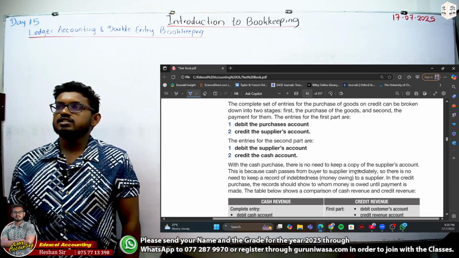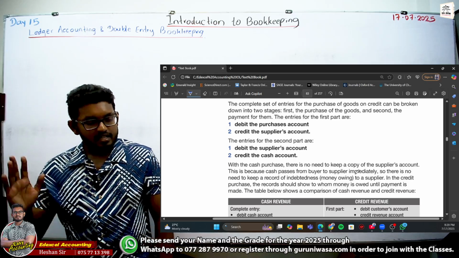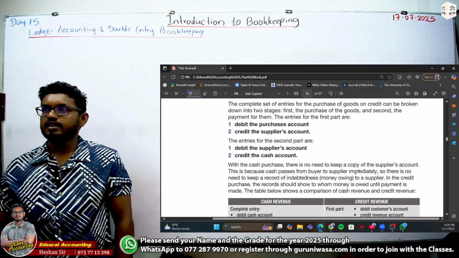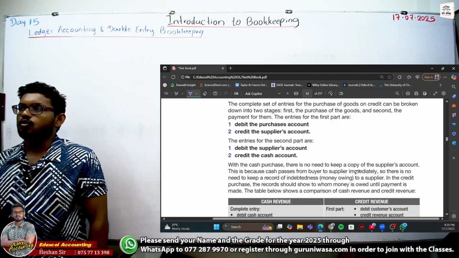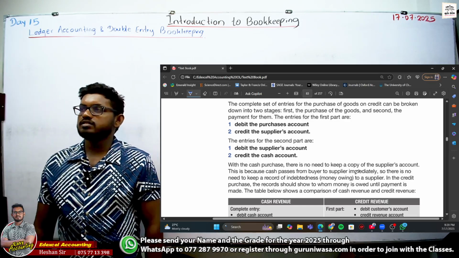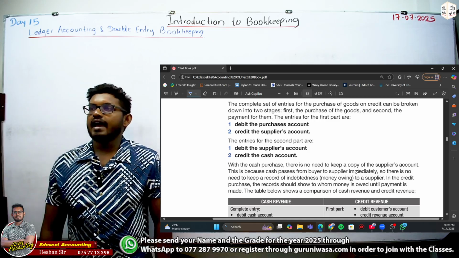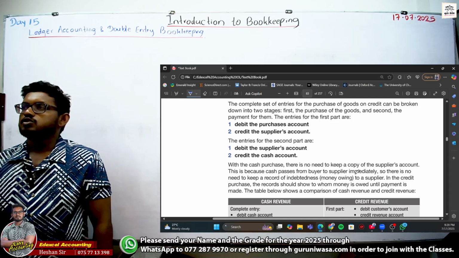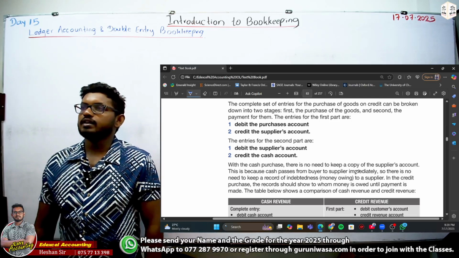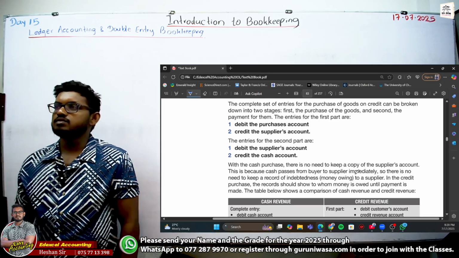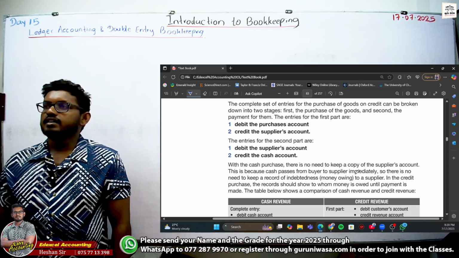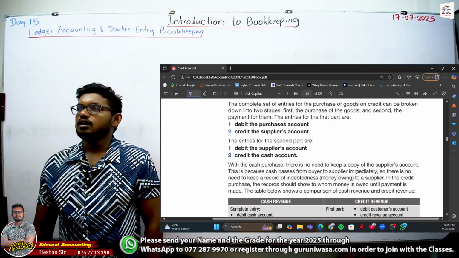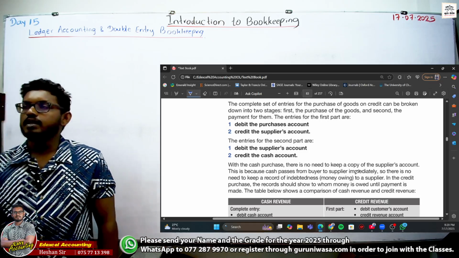The entries for the second part, when it comes to the payment, are liability account debit, which is supplier account debit, cash account credit. With the cash purchase, there is no need to keep a copy of the supplier's account. This is because the cash passes from the buyer to the supplier immediately. So there's no need to keep a record of indebtedness, money owing to a supplier. In the credit purchase, the record should show to whom money is owed until the payment is made.